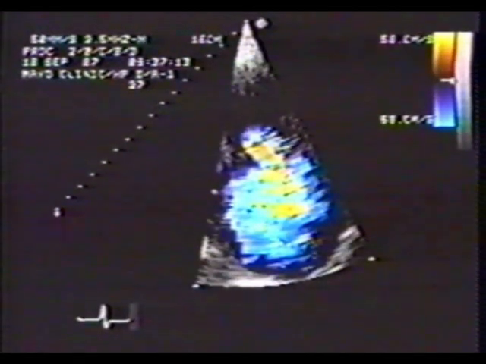Marked tricuspid regurgitation is confirmed by color flow imaging. The regurgitant jet nearly fills the huge right atrium.